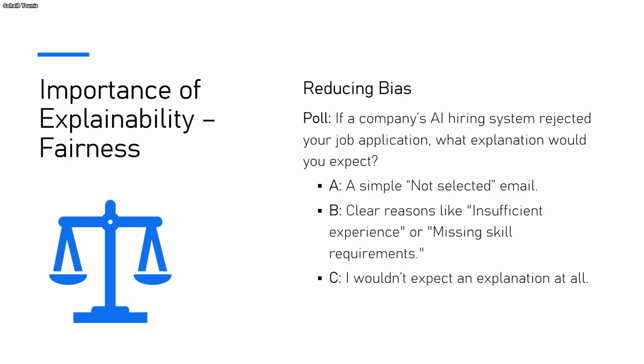With A, simply not selected, you don't get any feedback on why your application was rejected. And C is just personal preference. Most, I think all, of you selected B because you want to know the specific reason why your application was rejected. So this also increases fairness and accountability, because you know that you are being rejected due to a specific skill, not because of some kind of bias in the company's hiring policy.